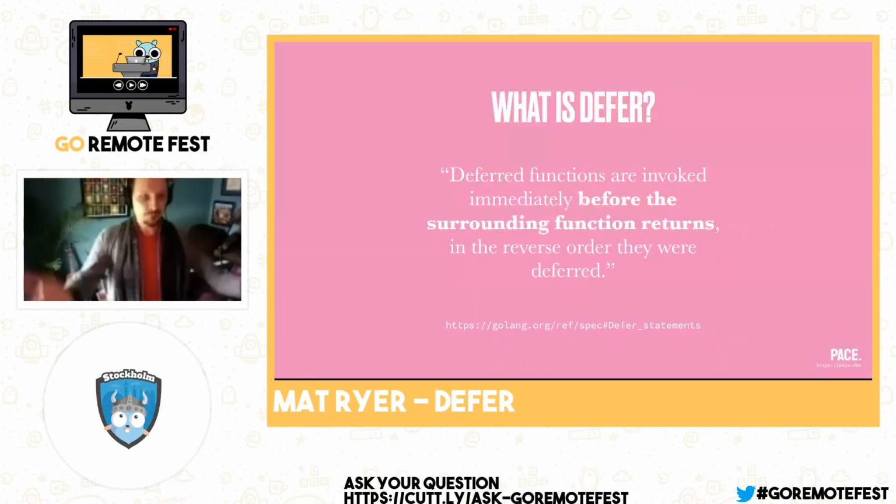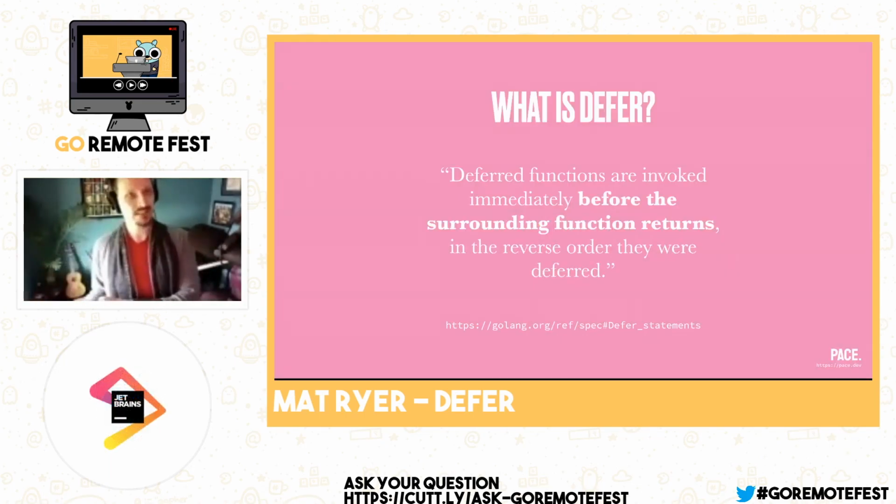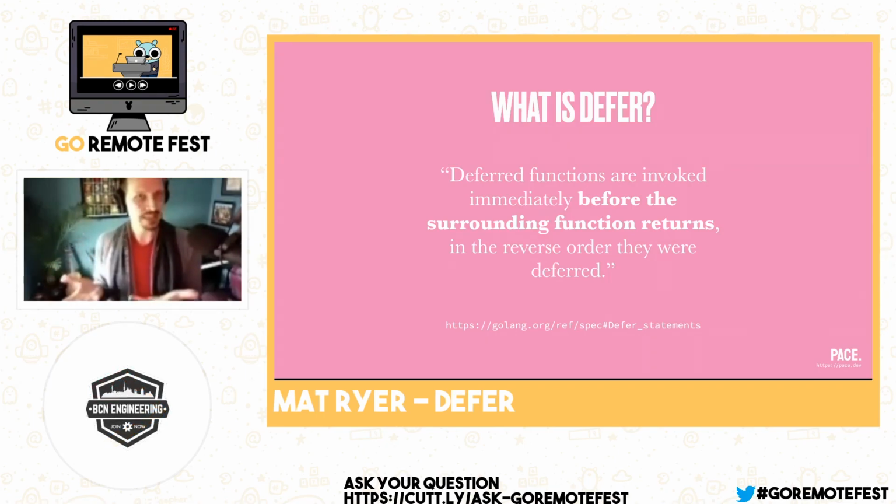So what is defer? Well, here it is. You defer a function, and it runs when the surrounding function exits. And that's kind of it. They run in reverse order, which, when you think about it, is really the only thing that makes sense. It wouldn't make much sense to run the other way. And we'll dig into why that is as well.